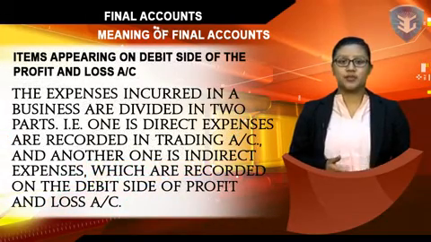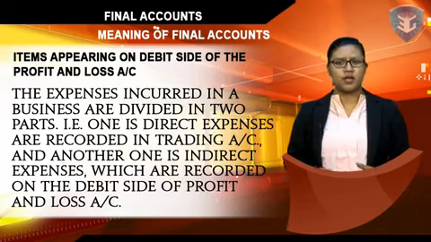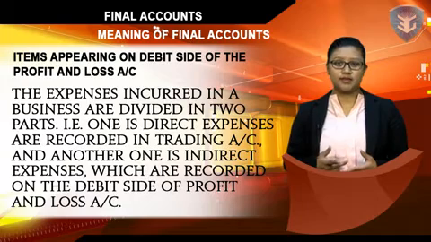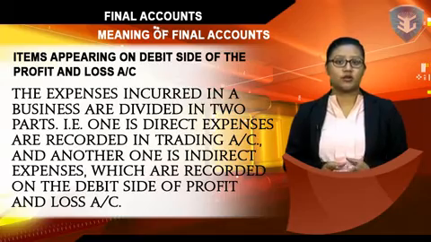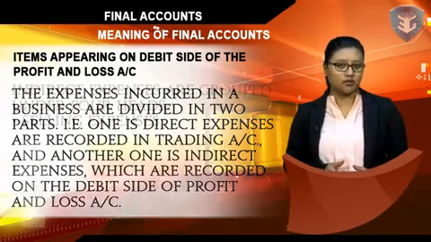Items appearing on the debit side of the profit and loss account. The expenses incurred in a business are divided into two parts. One is direct expenses, which are recorded in the trading account, and another is indirect expenses, which are recorded on the debit side of the profit and loss account.